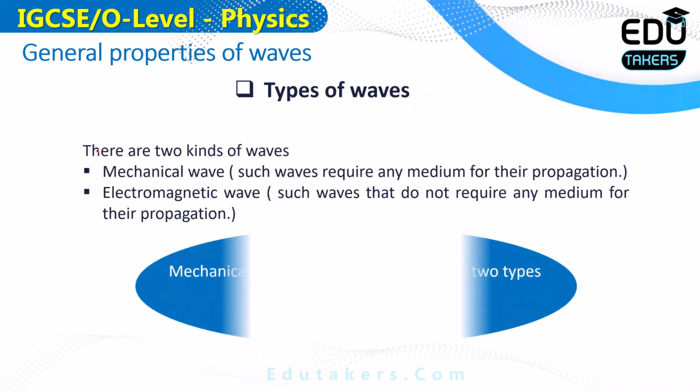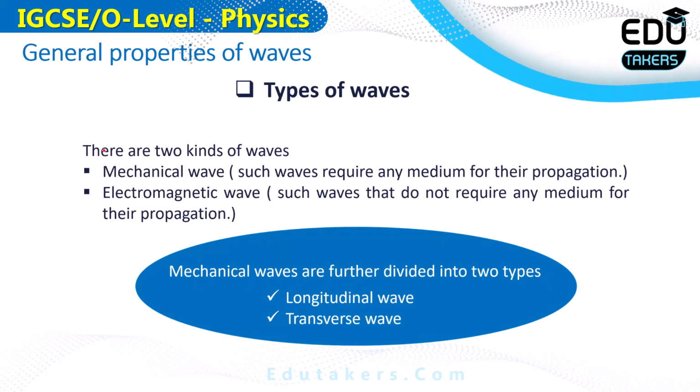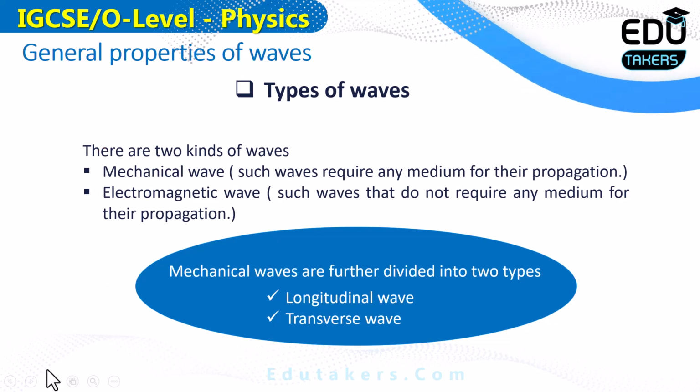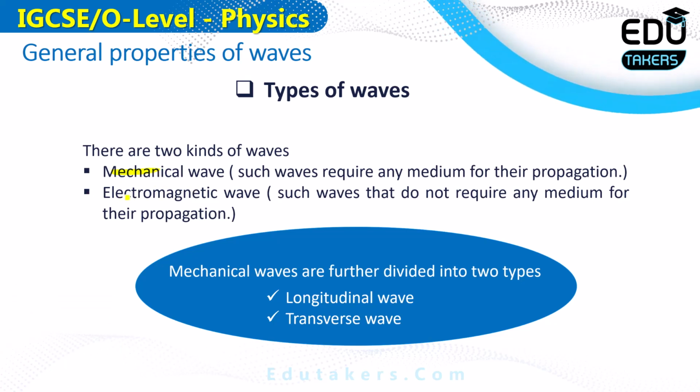Types of waves. How many types of waves are there? So basically there are two major types of waves. One is the mechanical wave and the second one is the electromagnetic wave. Both of these are different from each other.